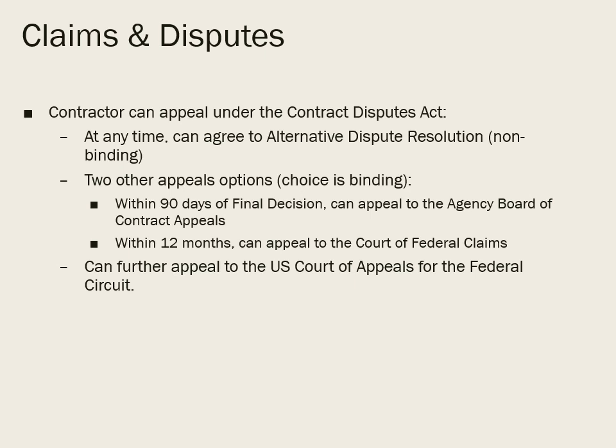Otherwise, the contractor has two options to appeal from a contracting officer's final decision. Within 90 days, the contractor can appeal to the Agency Board of Contract Appeals. Within 12 months, the contractor can appeal to the Court of Federal Claims. The choice is binding, so if you appeal to the Agency Board of Contract Appeals, you then can't go to the Court of Federal Claims later. However, either option, if the contractor is unhappy with the result, can be appealed to the U.S. Court of Appeals for the Federal Circuit.